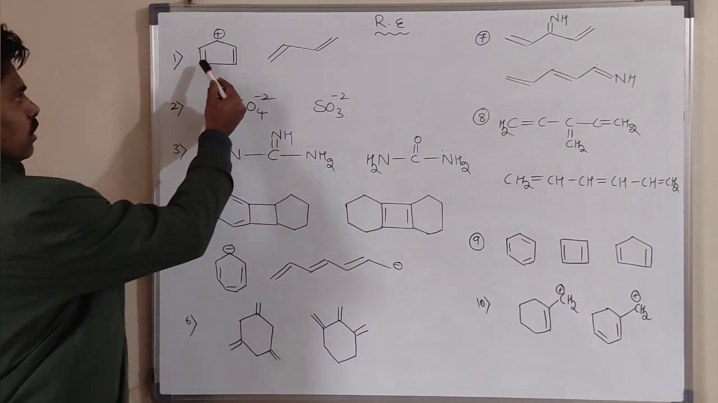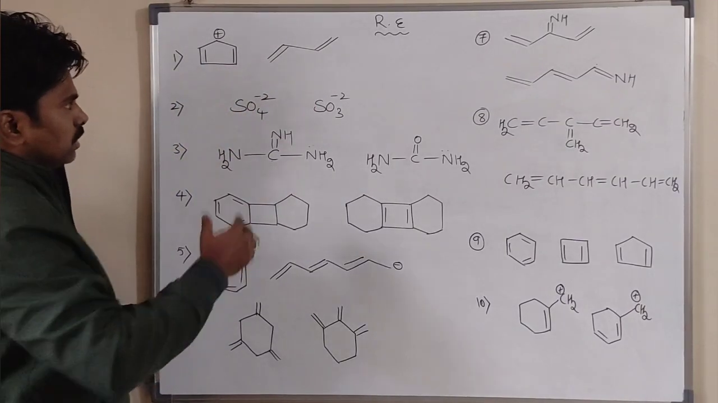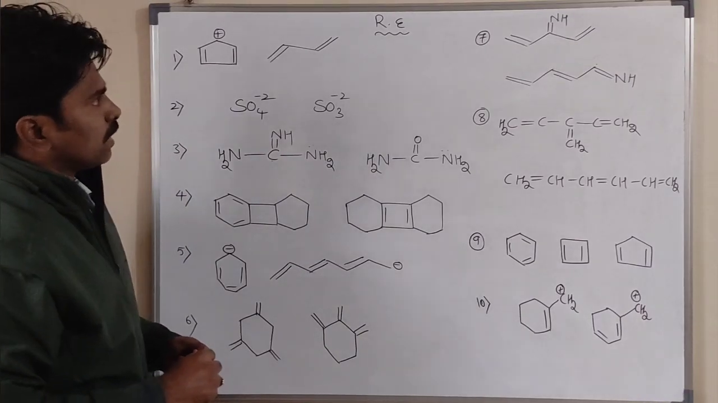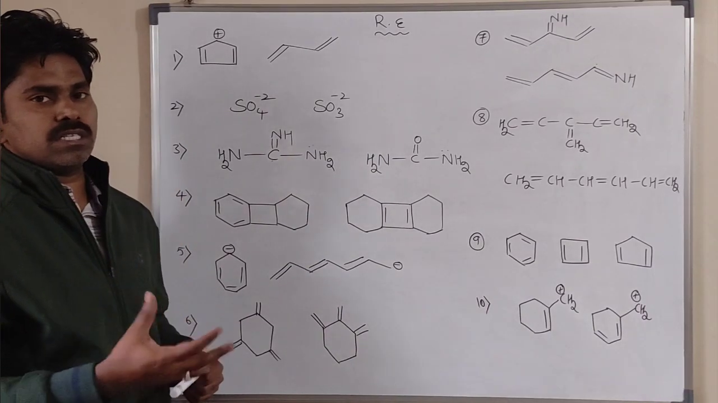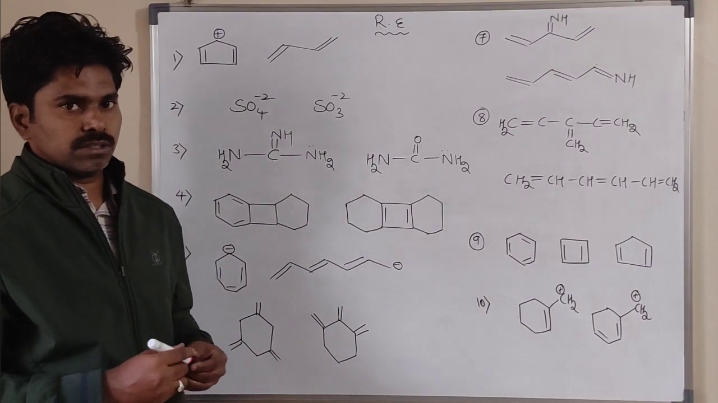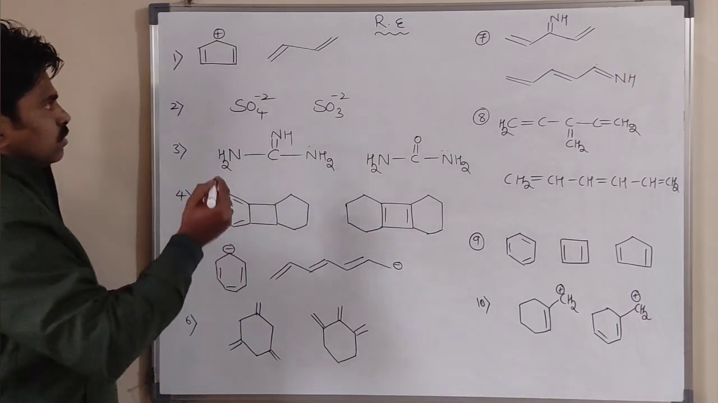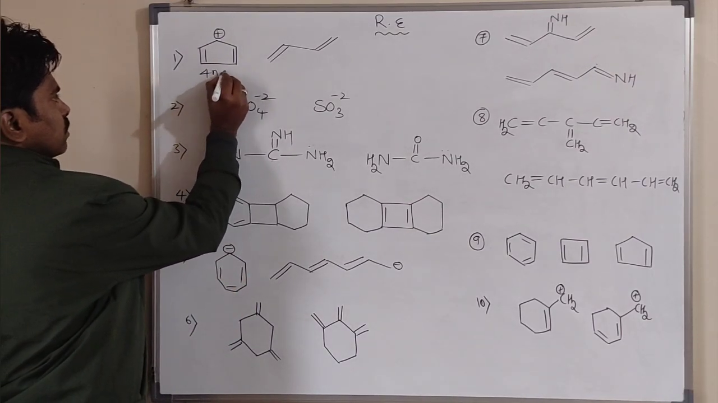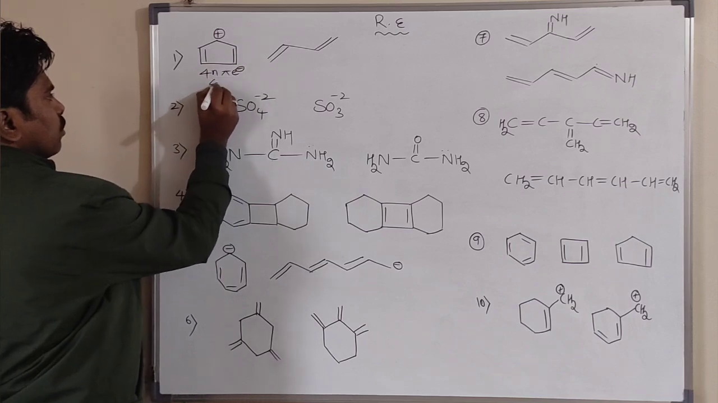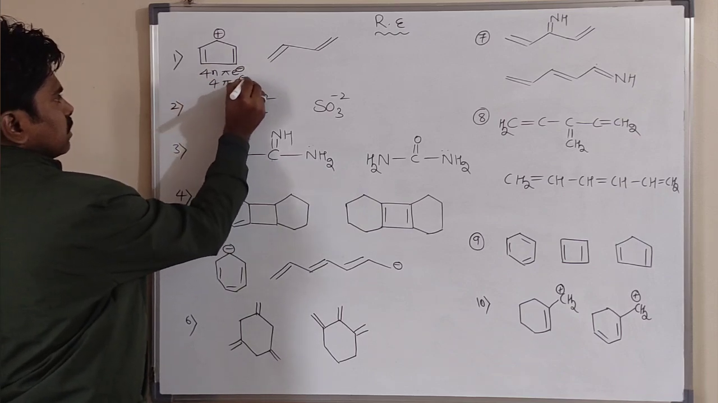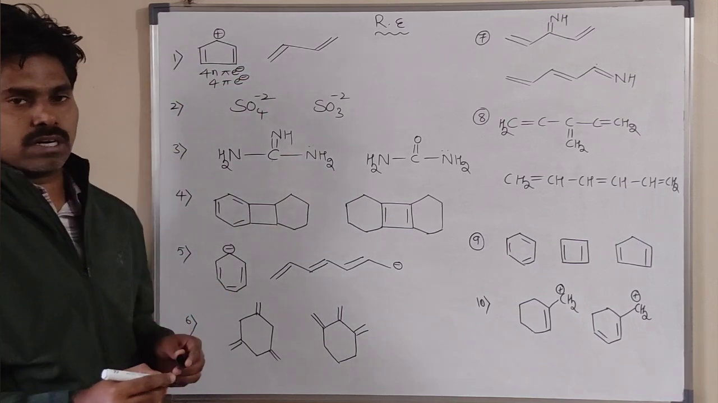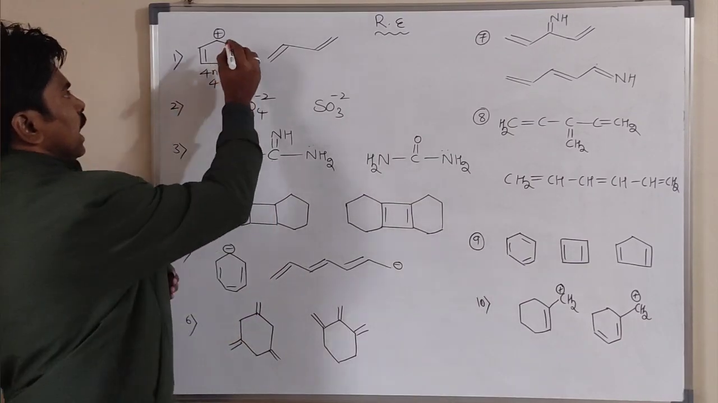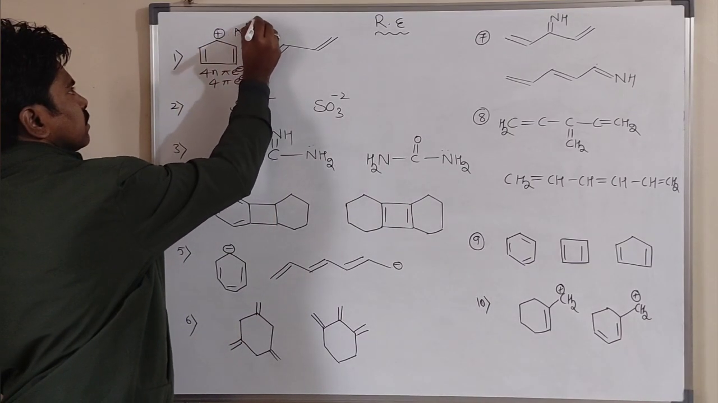There are 2 pi bonds here, and also 2 pi bonds here. Conjugation is there here, and conjugation is also there here. But which has the highest resonance energy? So this has 4n pi electrons, meaning 4 pi electrons are present. It follows Huckel's 4n rule, so this is anti-aromatic.